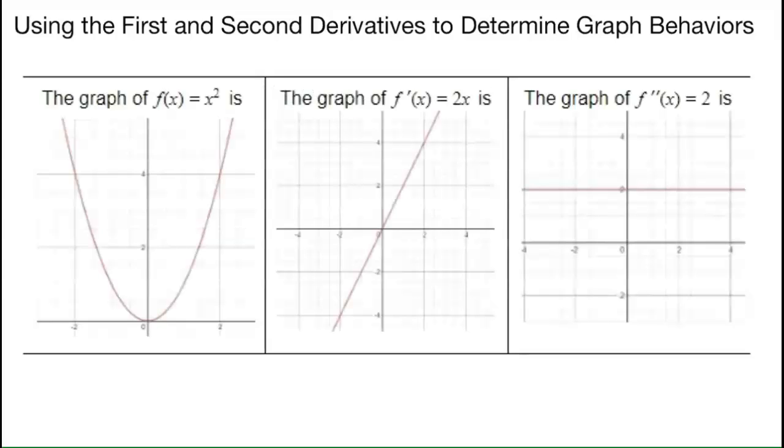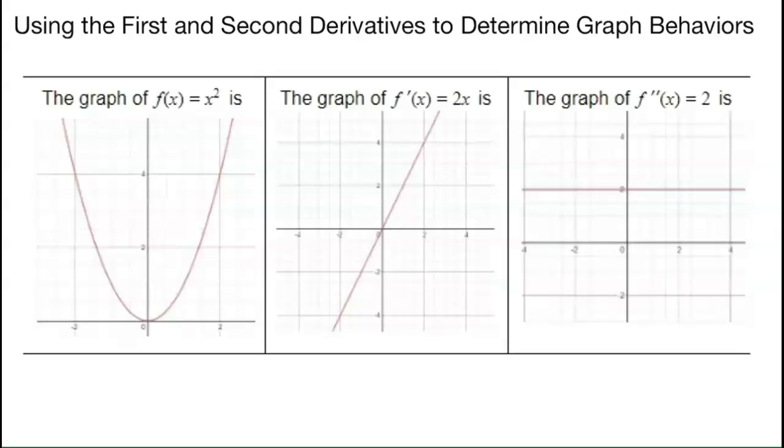This video will cover the topic using the first and second derivative to determine graph behaviors. Let's look at the function f of x equals x squared. We know that the first derivative is f prime of x equals 2x, and the second derivative is f double prime of x equals 2. We also know that the graphs of these functions look like this.